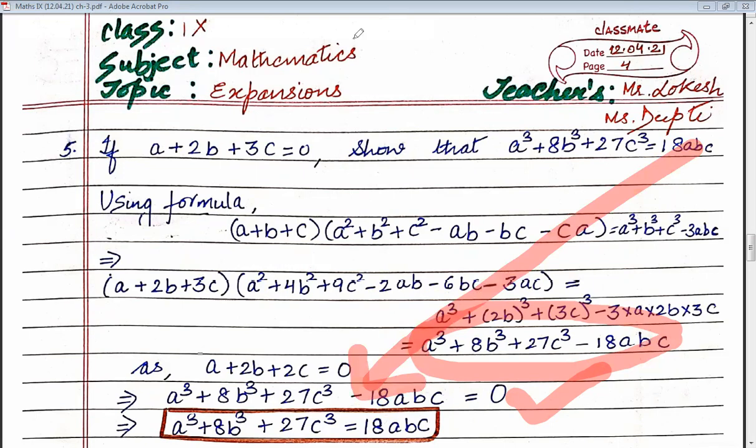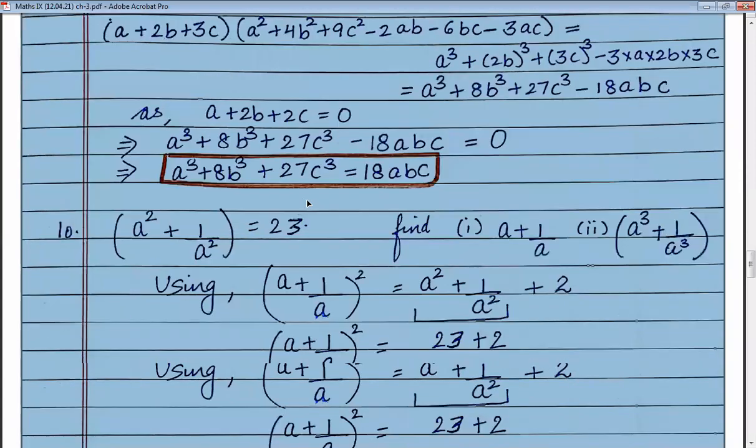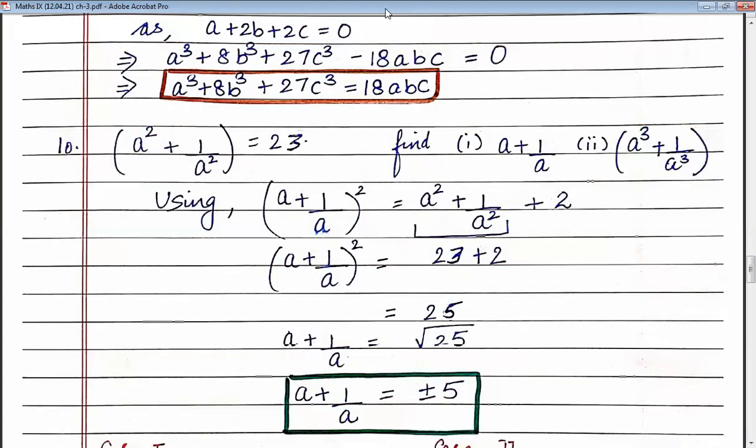Now from the special identity we have proved that a cube plus 8b cube plus 27c cube is equal to 18abc. I hope children you are clear with this question. Now let's move on to our question number 10.